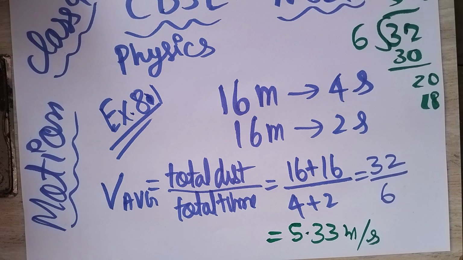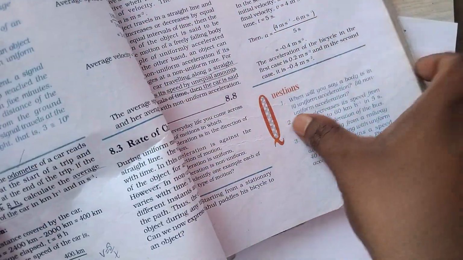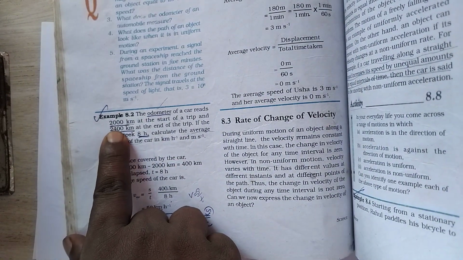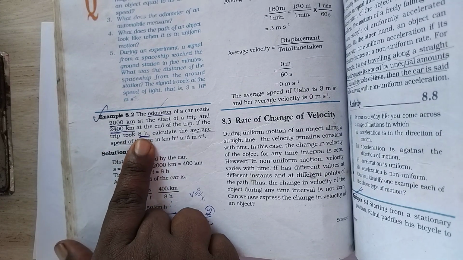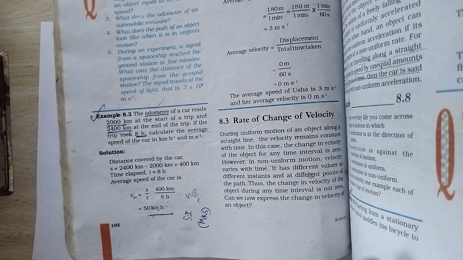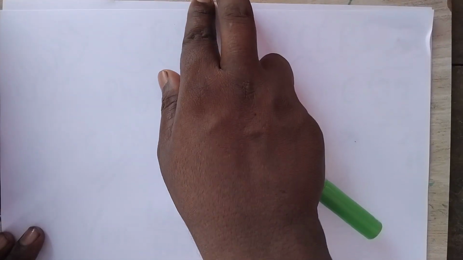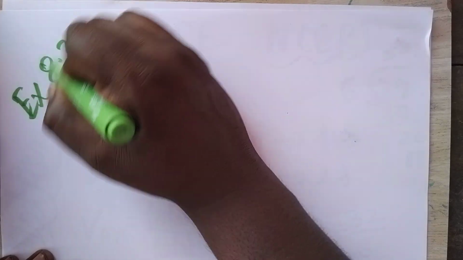Example second problem we are going to do now. See here, the second problem is given about an odometer. Odometer, in a car it will be there, along with the speedometer. The trip started from 2000 kilometer, and when it is at 2400 kilometer, the total journey time taken is 8 hours. It's a very simple problem. We are going to do the solution now. It is an example problem, 8th chapter second problem.